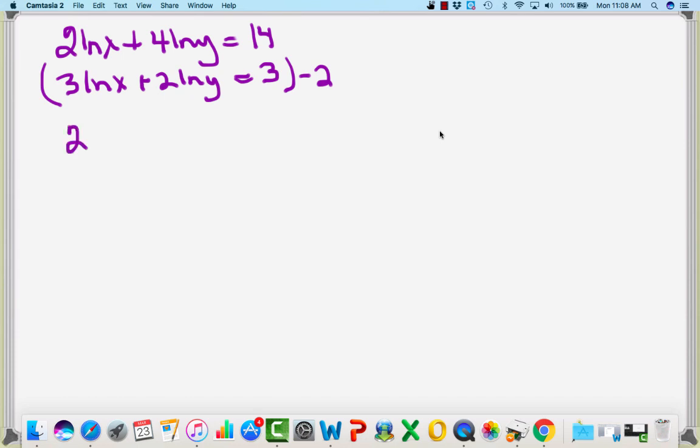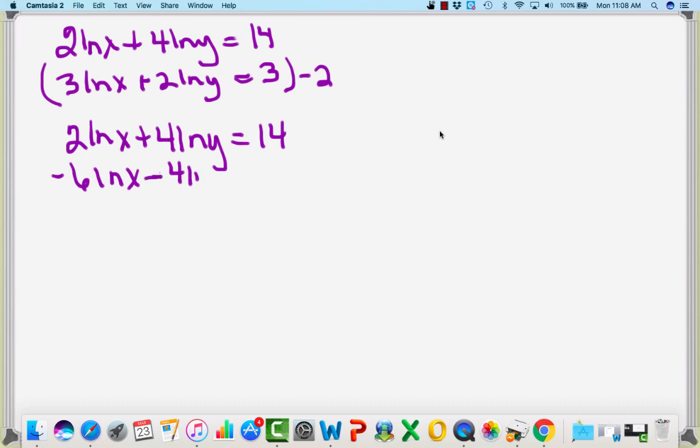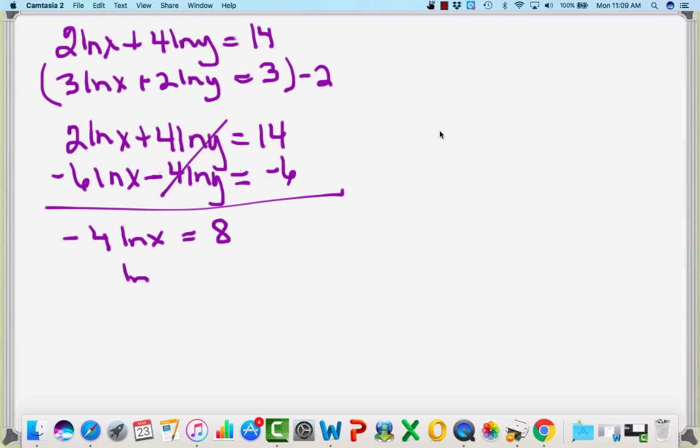So I'm going to have 2 natural log of x plus 4 natural log of y equals 14, and negative 6 natural log of x minus 4 natural log of y equals negative 6. So when I add these, I get negative 4 natural log of x, those cancel, equals 8. So the natural log of x is going to be negative 2. But remember, I'm trying to get x, so I'm going to have to go e to the on both sides. So x is e to the negative 2.